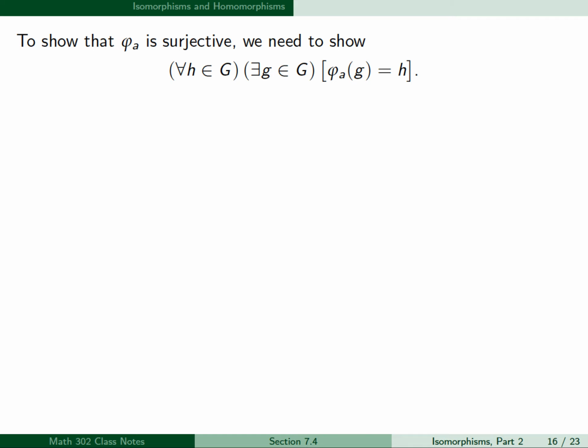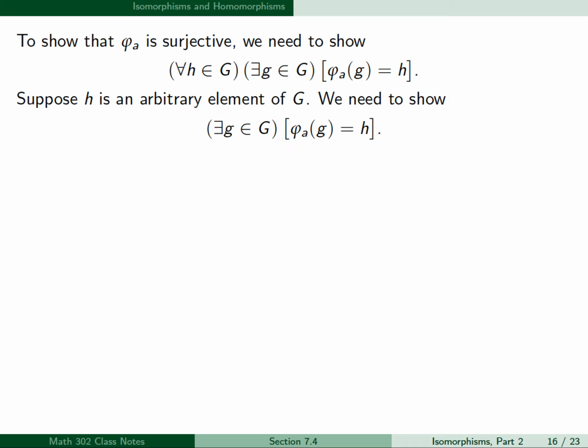To show that phi sub A is a bijection, we need to show it's injective and surjective. To show it's surjective, we need to show for all h in G, there exists a g in G such that phi sub A of g is equal to h. So we'll suppose h is an arbitrary element of G, and we need to show there exists a g in G such that phi sub A of g is equal to h. We'll do this with a two-column proof. We need to find g, and we need to verify that g satisfies our conditions.